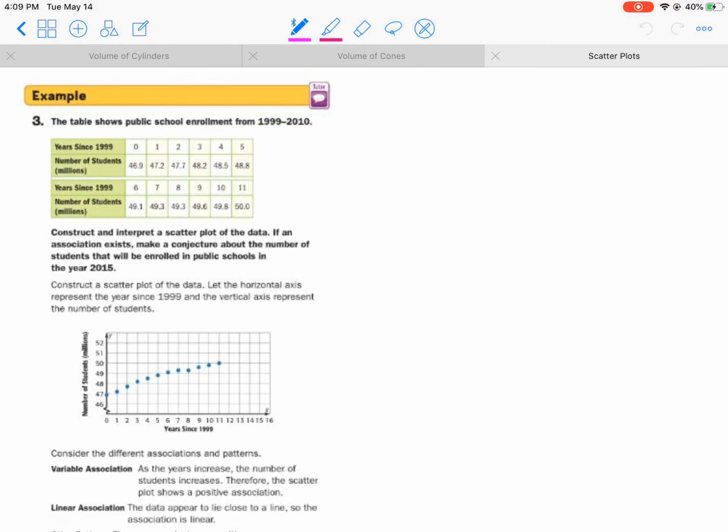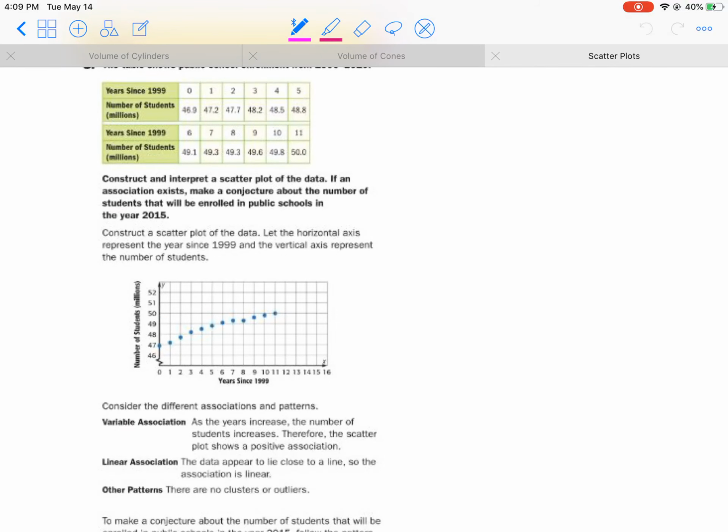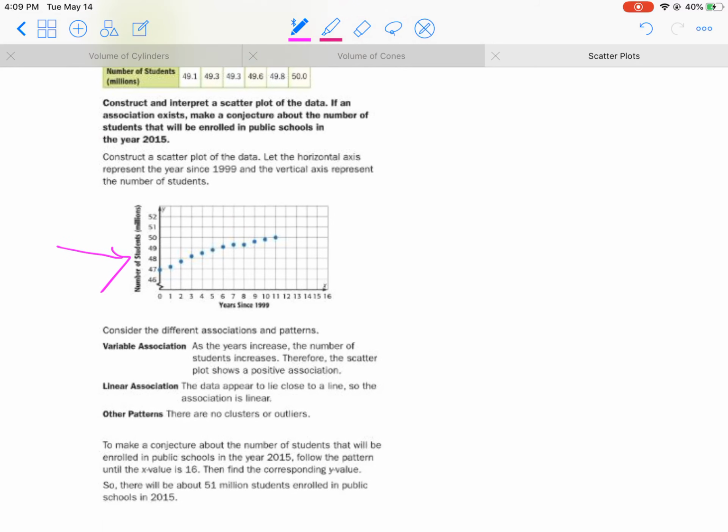Okay, let's look at example 3. The table shows public school enrollment from 1999 to 2010. Construct and interpret a scatter plot of the data. If an association exists, make a conjecture, a guess, about the number of students that will be enrolled in the year 2015. So you can see that they've already constructed the data for you in a scatter plot right here.